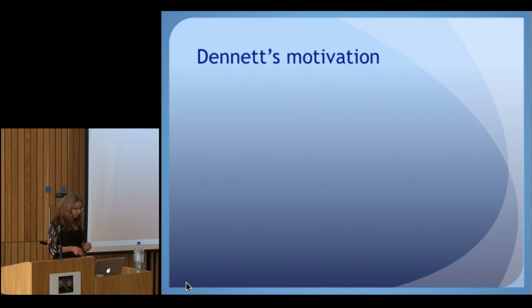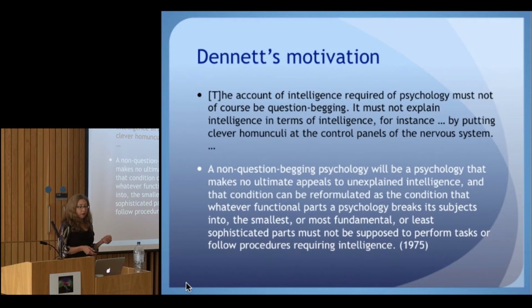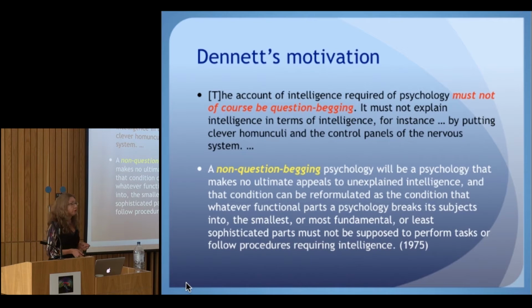There seems to be a very clear epistemic motivation. As Dennett puts it, the account of intelligence required of psychology must not, of course, be question-begging. It must not explain intelligence in terms of intelligence, for instance, by putting clever homunculi at the control panel of the nervous system. A non-question-begging psychology will be a psychology that makes no ultimate appeals to unexplained intelligence, and that condition can be reformulated as the condition that whatever functional parts a psychology breaks its subjects into, the smallest or most fundamental or least sophisticated parts must not be supposed to perform tasks or follow procedures requiring intelligence. So here the idea is you need to avoid giving a question-begging explanation in psychology.